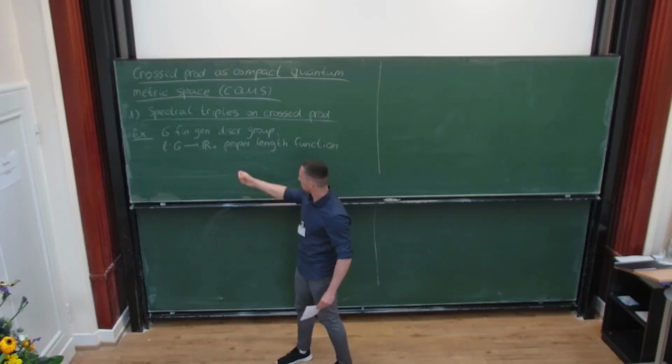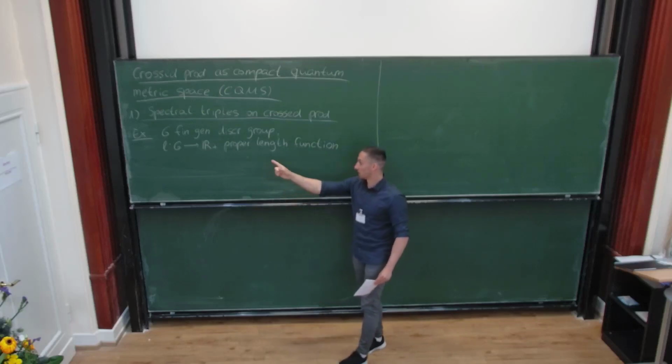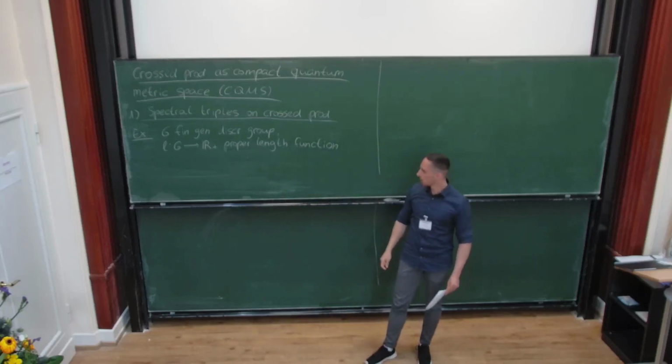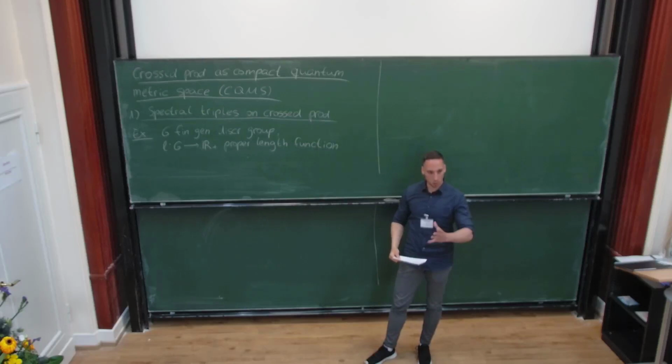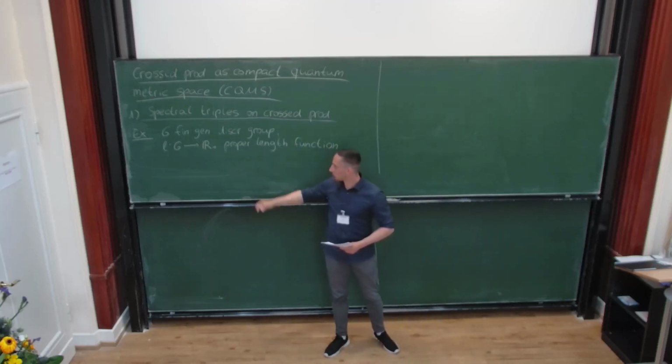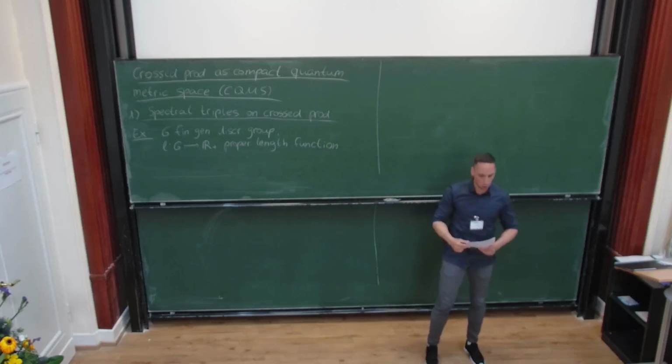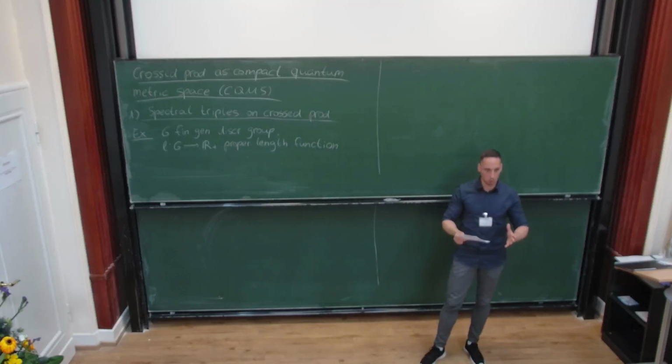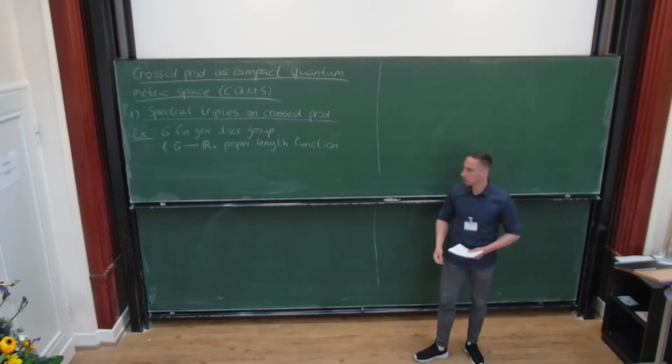What does it mean? A length function is a function from G to the positive real numbers which satisfies that L of g is equal to 0 if and only if g is the identity element. We want L to be invariant under taking the inverse in the group, and we want some analog of the triangle inequality. A proper length function is a length function for which the balls of different radii are finite. So we are in this picture.